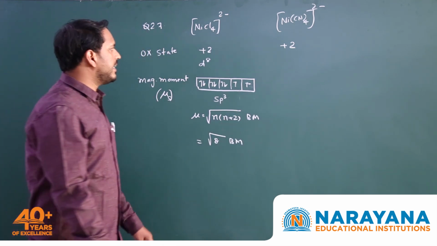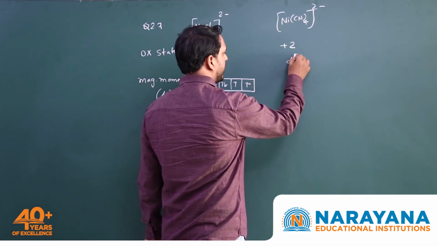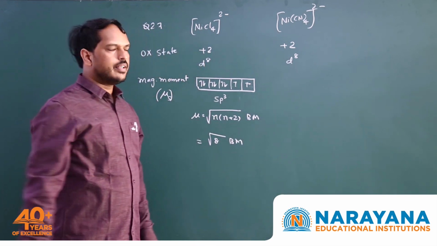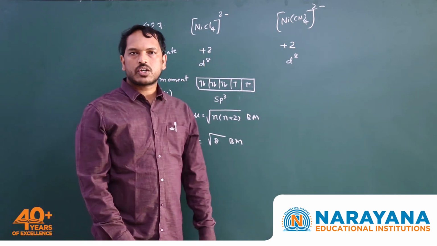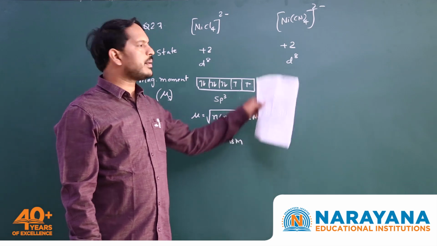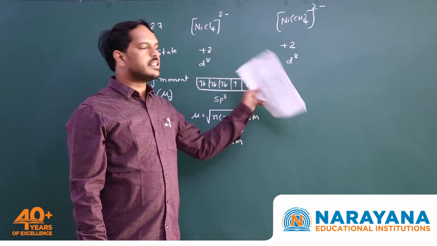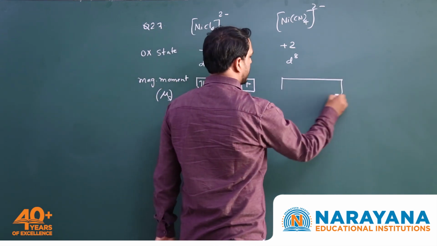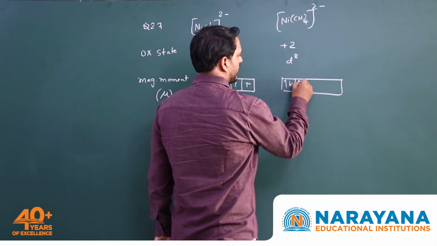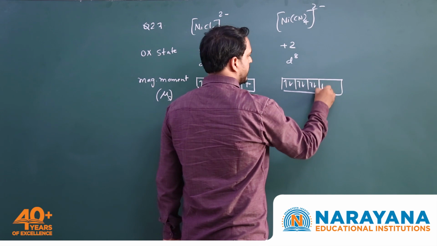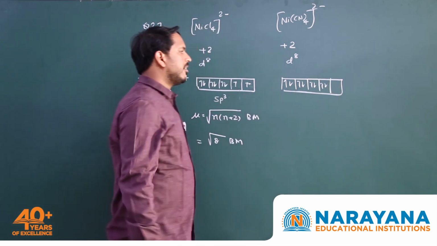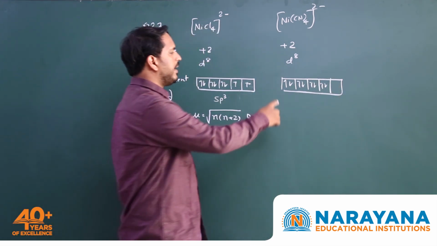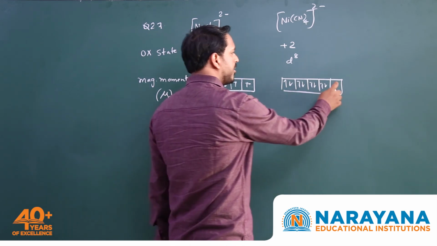Whereas if you take the second complex, here also it is a d8 configuration, nickel +2. CN minus is a strong field ligand. What happens in that case? In that case there is pairing of electrons in the d subshell. So in such case there will be 4 paired electrons, there is no unpaired electron here.